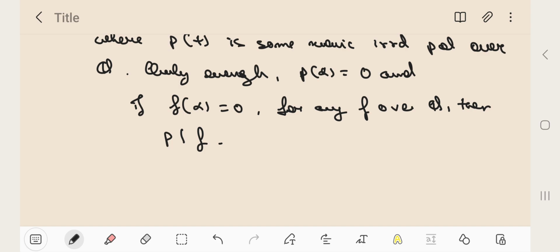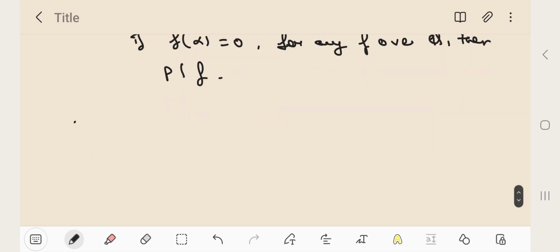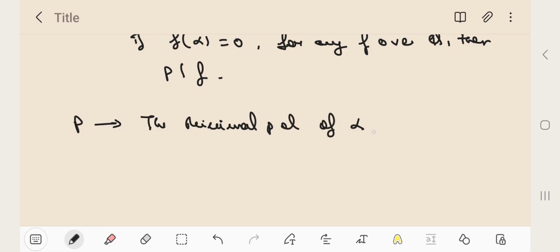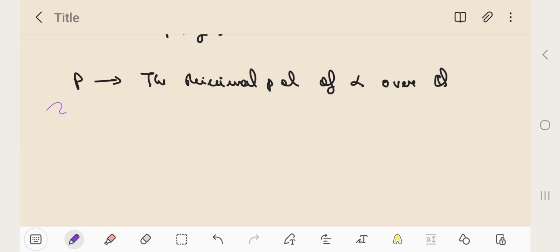Clear? This P is what we call the minimal polynomial of alpha over Q. Okay, so let me just add it on a general note.